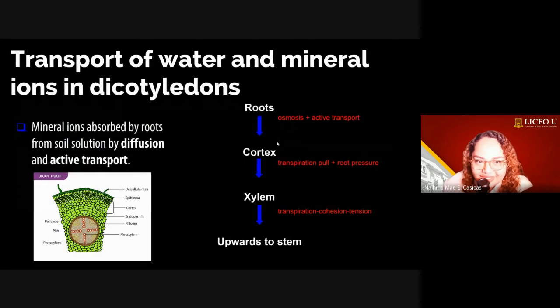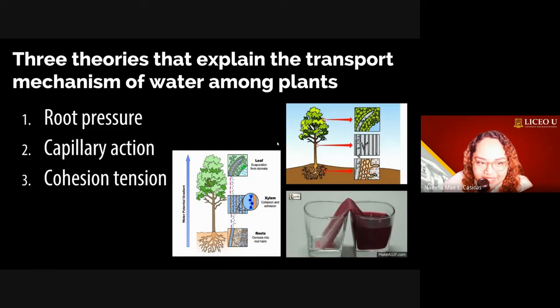So I'll not talk about this anymore. Ato ta ani. There are three theories that will explain the transport mechanism of water among plants. So we will focus on the xylem muna. So naa tay three theories, and that is your root pressure, your capillary action, and your cohesion tension. Your root pressure, kini siya nga, ay, wala may siya nga picture. Pero kini ikaduha, the capillary action is like this one.